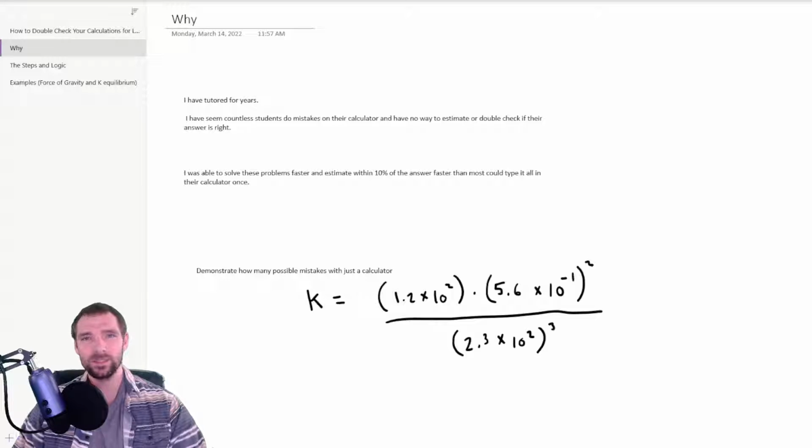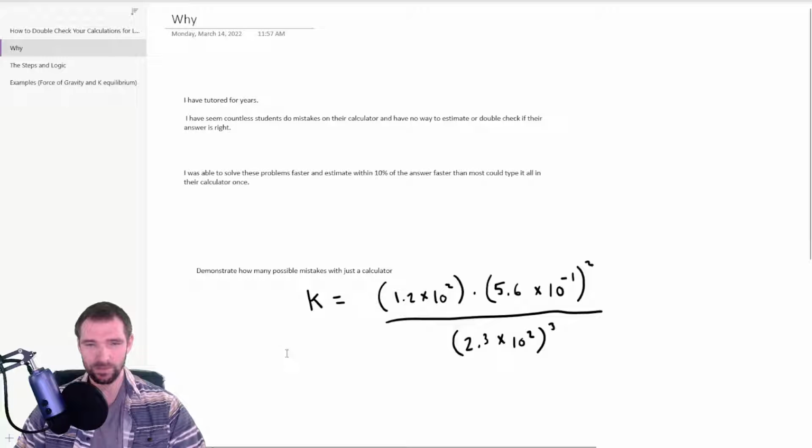The reason I wanted to teach you this is that as a tutor, I've seen countless students make the same mistakes and not have a good idea of, for example, if you had a problem like this, how to estimate the value of k. They have no idea how big or small this number should be given the numbers that we're plugging in.